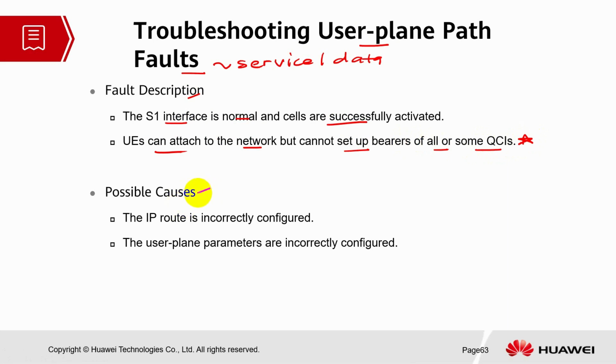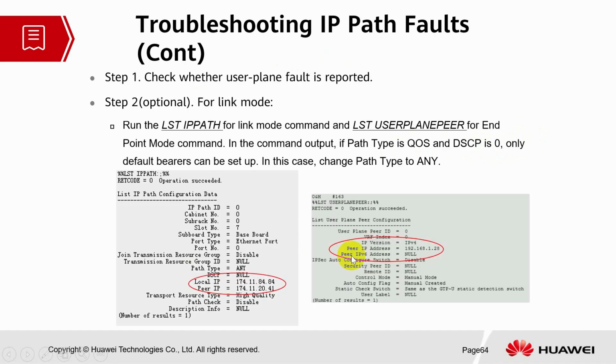So, what are the possible causes? The IP route is incorrectly configured. So, this is related to the route configuration, or the user plane parameters are incorrectly configured. So, let's check into the details. Step 1. Check whether the user plane fault is reported. For this, we are referring to the alarms. So let's see whether we got any alarms related to the user plane. Else, we can look into the configuration, but this is optional.